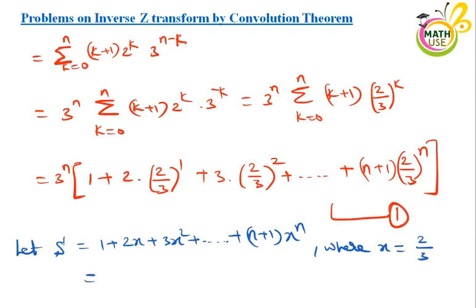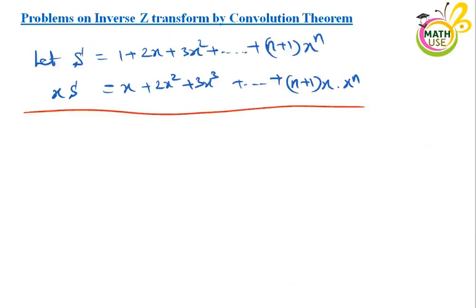And for this series, when we multiply the series with x, so x into S is equal to x plus 2x² plus 3x³ plus etcetera plus (n plus 1) into x to the power n. By subtracting these two equations, you get (1 minus x) into S. S is common. By just subtracting these two equations, this comes 1, and here it is 2x, and here it is only 1x.